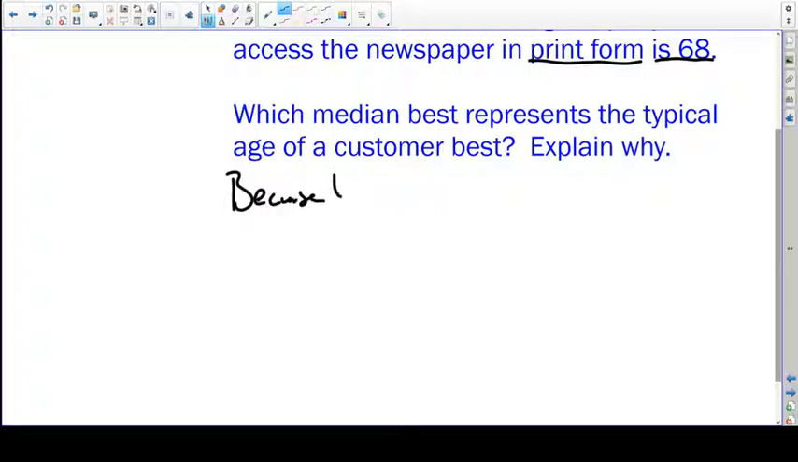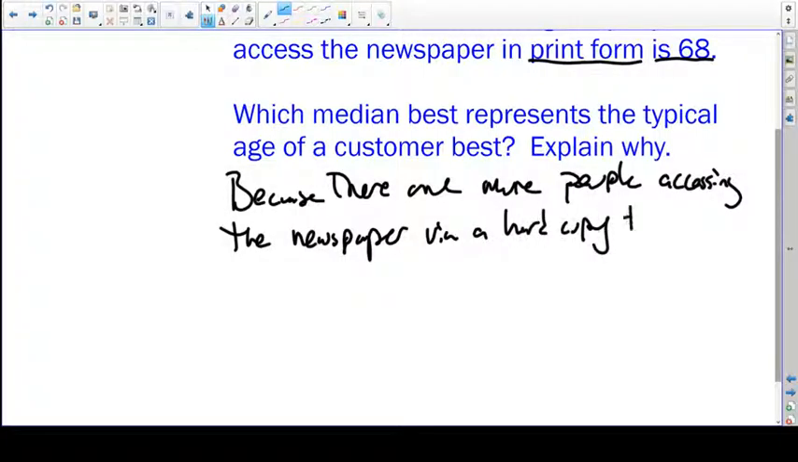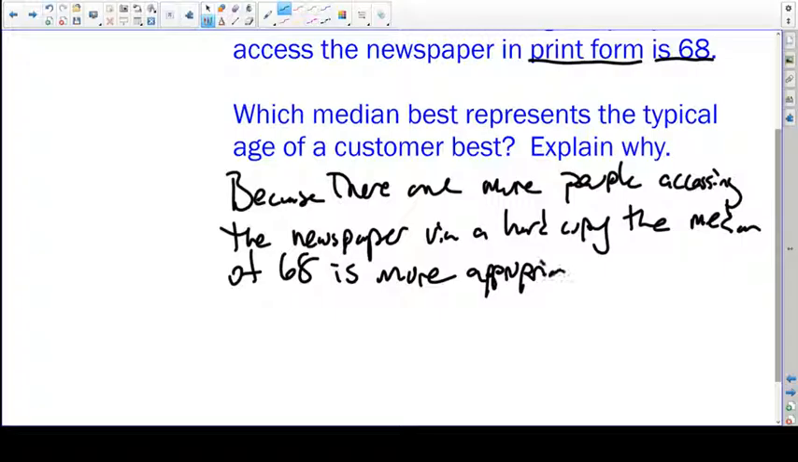because there are more people accessing the newspaper via a hard copy, the median of 68 is more appropriate. Okay?